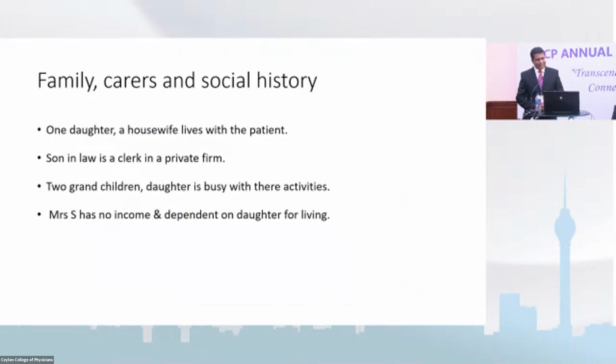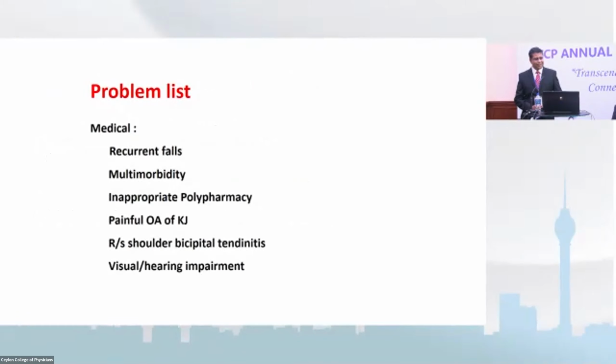Families and carers, and social history. She has one daughter. The patient is living in her own house, and the daughter is also living in the same house with the patient. The son-in-law is a clerk in a private firm, and there are two grandchildren and a daughter. The daughter is very busy with the children's activities, and the mother has no income and has to depend on them for her living. So it is a long story, and because of all these assessments, I have listed the problems.